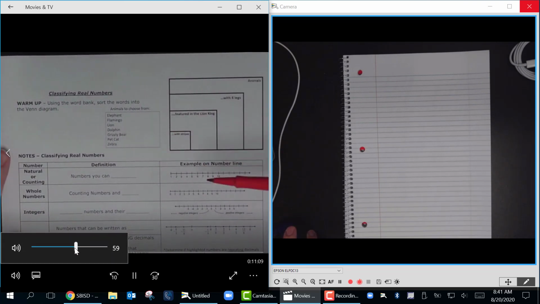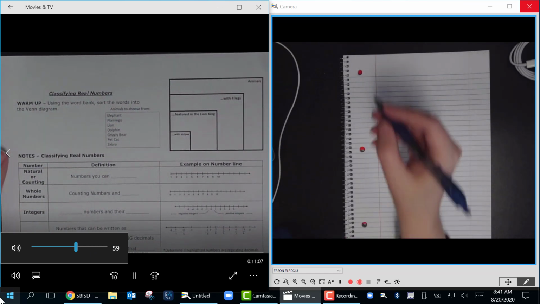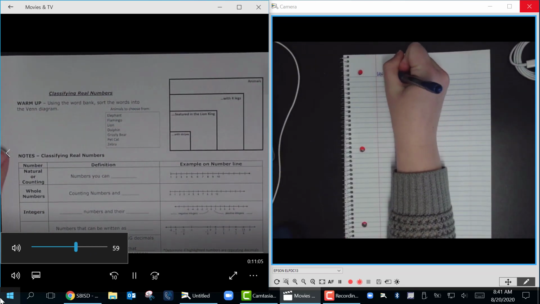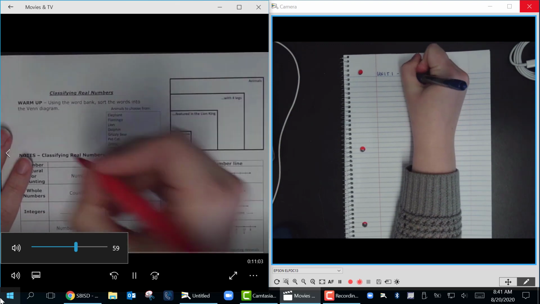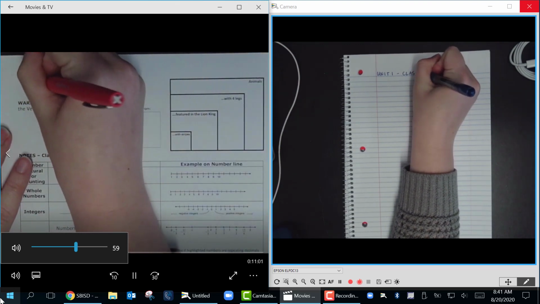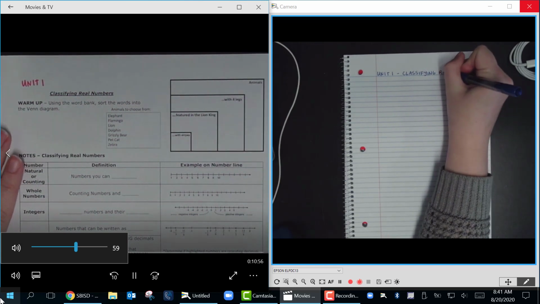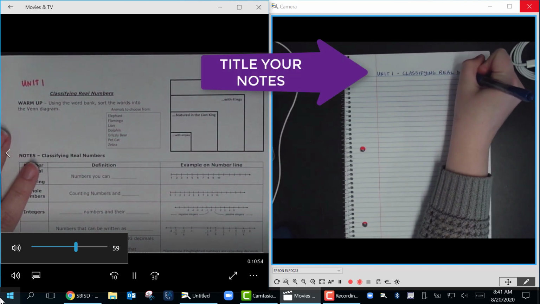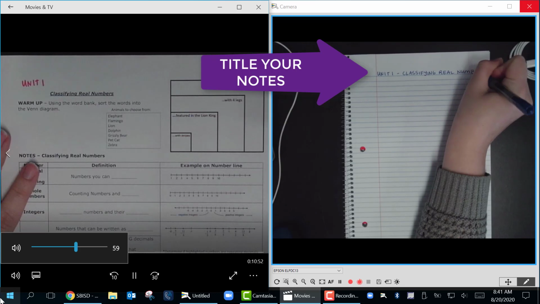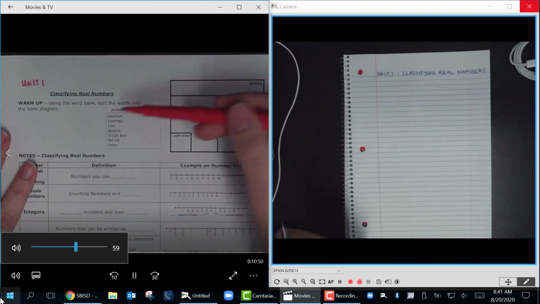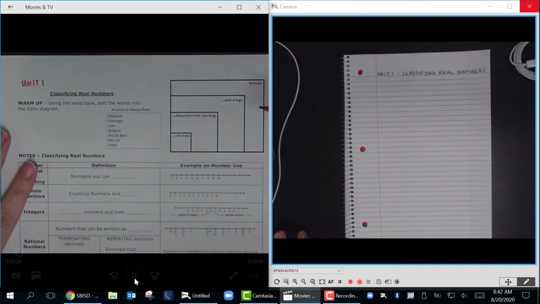Alright, welcome to Unit 1. We're going to get real exciting with classifying real numbers. So this is Unit 1, and this is Day 1 if you need to know that. So the first thing we're going to do, we're going to talk about what it means to classify. You did this in 6th grade, but if you don't remember, we're going to use an example with animals to make this a little.